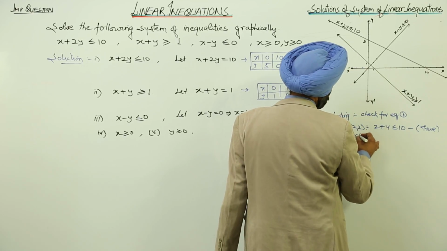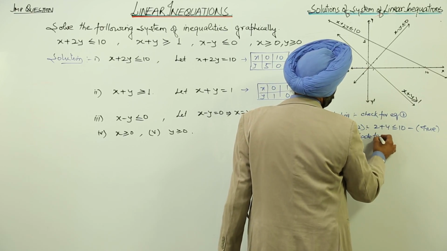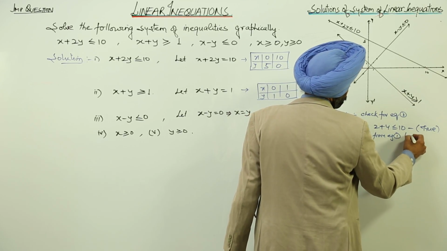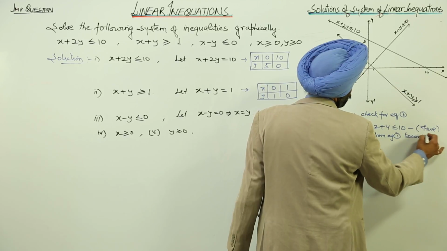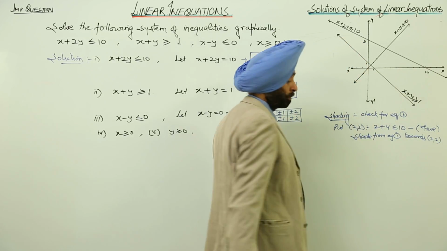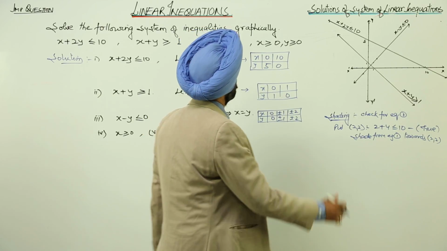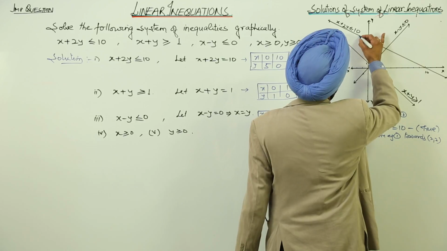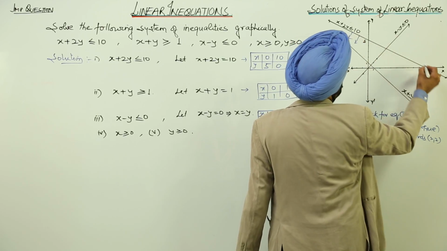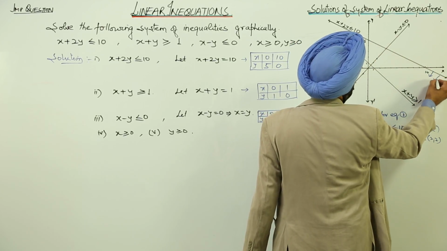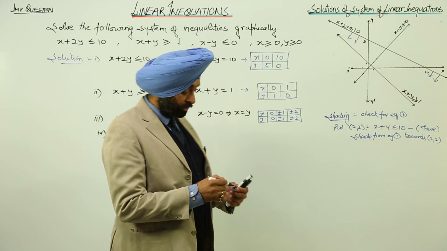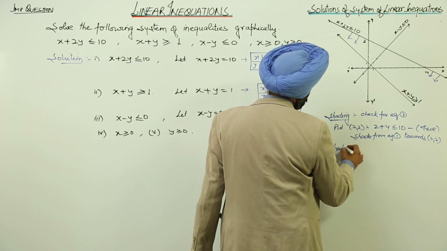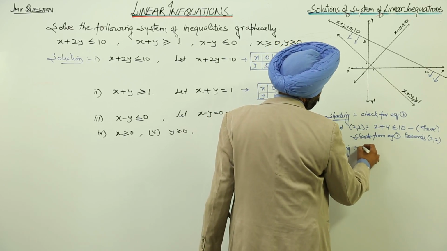So shade from equation 1 towards 2 comma 2. Okay. Now equation 1 was which one? Equation 1 was this one. Now 2 comma 2, it falls this one. So it means shading will be towards this side. Is it clear? Shading.